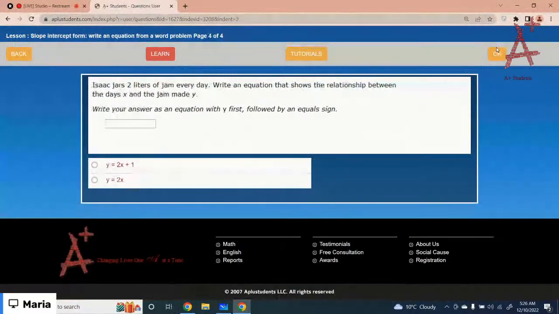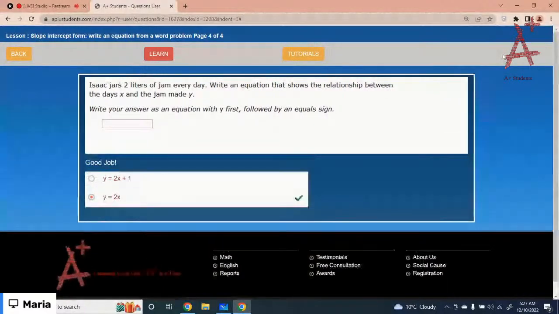Okay. Isaac jars 2 liters of jam every day. Write an equation that shows the relationship between the days X and the jam Y. So just 2 liters per day. On the first day, it would be 2 times 1, 2. For the second day, it would be 2 times 2, 4. That means the relationship is the same, Y equals 2X. Got it? Just select the correct option and click on the OK button.